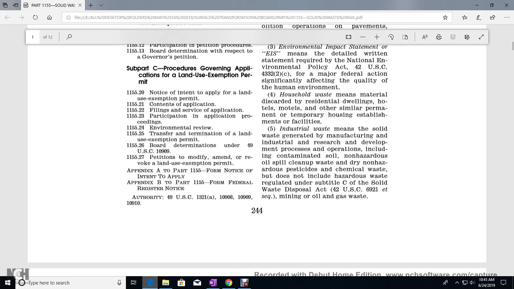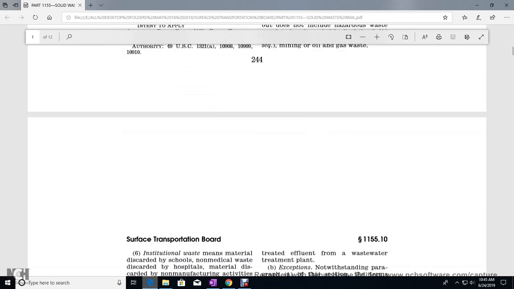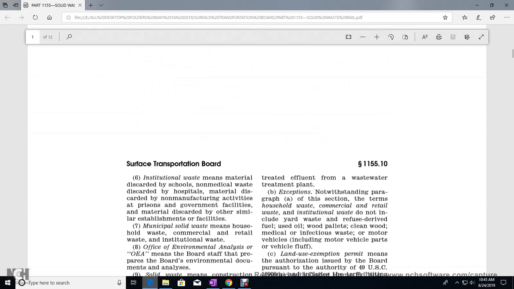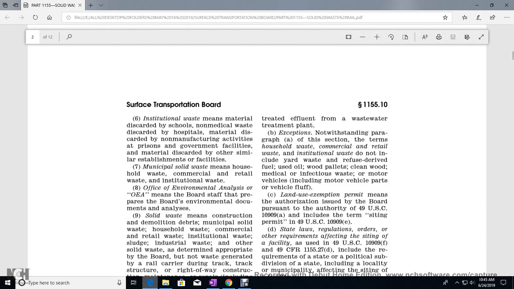5. Industrial waste means solid waste generated by manufacturing, industrial, research, and development processes of operations, including oil, non-hazardous oil spill cleanup waste, dry non-hazardous pesticide and chemical waste, but does not include hazardous waste regulated under subtitle C of the Solid Waste Disposal Act, or mining or oil and gas waste. 6. Institutional waste means material discarded by schools, non-medical waste discarded by hospitals, material discarded by non-manufacturing activities at prisons or government facilities, and materials discarded by other similar establishments or facilities. Municipal solid waste means household waste, commercial and retail waste, and institutional waste.